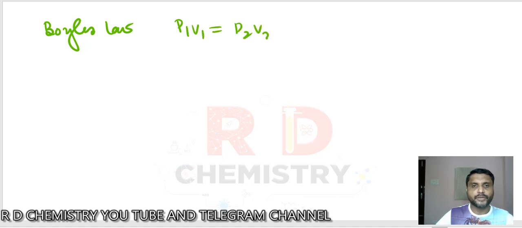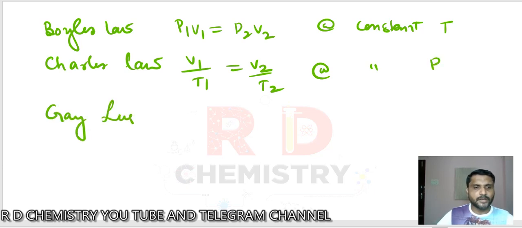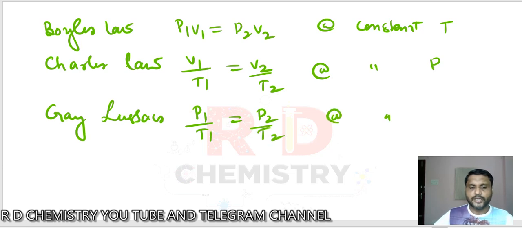From the states of matter, we have Boyle's law. In the case of Boyle's law, I'll write the formula directly: P1 V1 is equal to P2 V2 at constant temperature, right? Then we have Charles' law. According to Charles' law, V1 divided by T1 is equal to V2 divided by T2 at constant pressure. Then you have Gay-Lussac's law, where P1 divided by T1 is equal to P2 divided by T2 at constant volume.